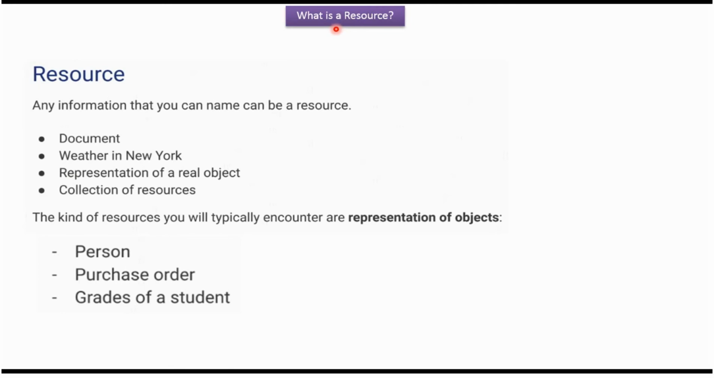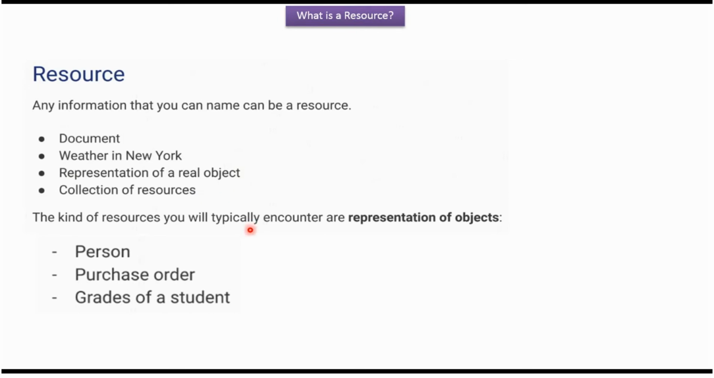In this video tutorial I will explain what a resource is. So what is a resource? A resource is nothing but any information that you can name. For example, a document can be a resource. Weather in New York can be a resource, like temperature, humidity, etc. A representation of a real object can be a resource. And a collection of resources, which is nothing but a list of other resources.